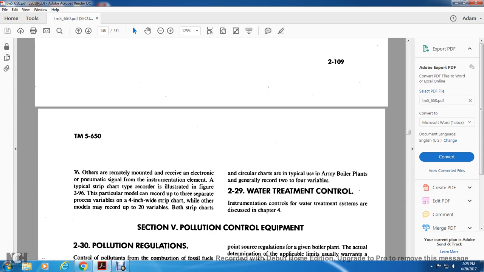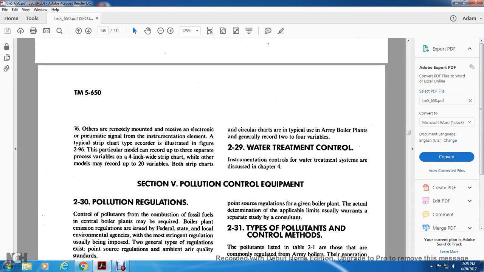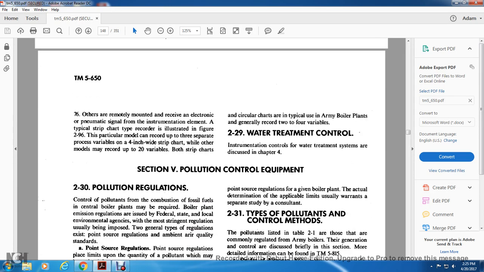229, water treatment control. Instruments and controls for water treatment systems are discussed in chapter 4. Section 5, pollution control equipment.